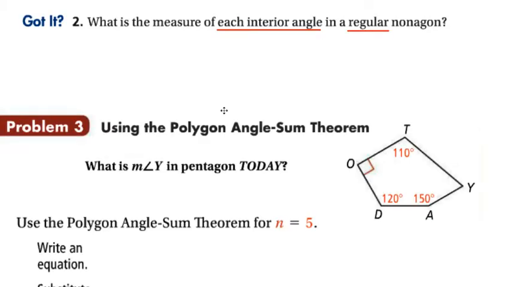So here's one for you to try. What is the measure of each interior angle in a regular nonagon? Remember, regular means all the sides and angles are congruent. A nonagon has 9 sides. Go ahead and pause the video and we'll work through this together when you get back.